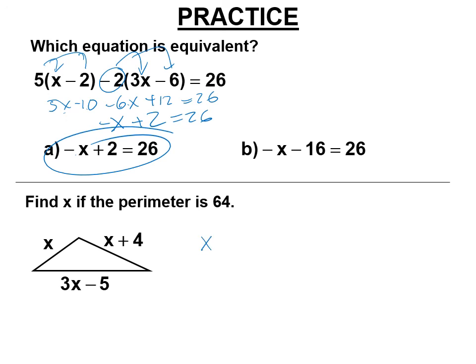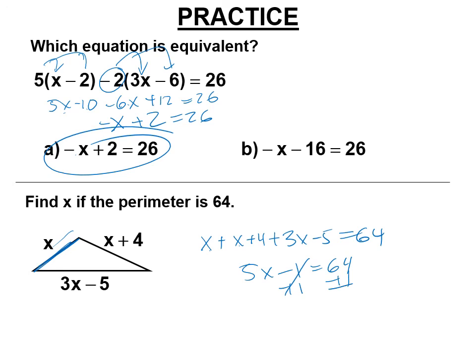For a perimeter, you add up all the sides. And it has to equal 64. We're going to find x, this side right over here. X plus 3x, I'm getting 5x. 4 minus 5 is negative 1. Equals 64. Add 1 to both sides. 5x equals 65. Divide by 5.